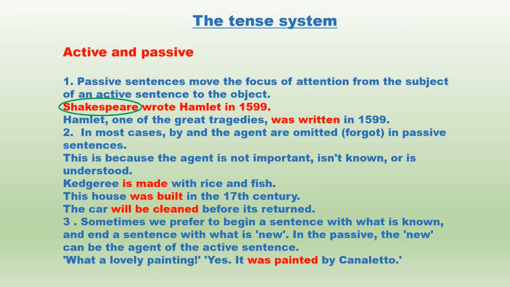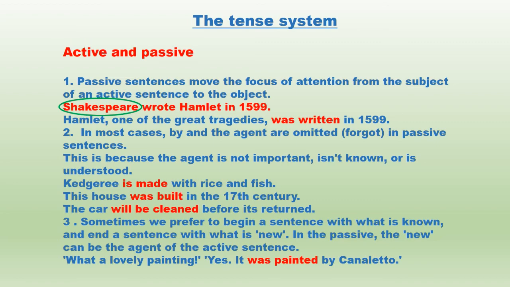Now I'm approaching active and passive tenses. Passive tenses move the focus of attention from the subject of an active sentence to the object. For example, Shakespeare wrote Hamlet in 1599. Hamlet, one of the great tragedies, was written in 1599. So I moved the Shakespeare, the subject, and instead of that, I focus my attention on Hamlet, the play that was written by Shakespeare.